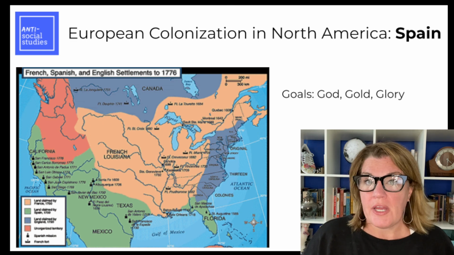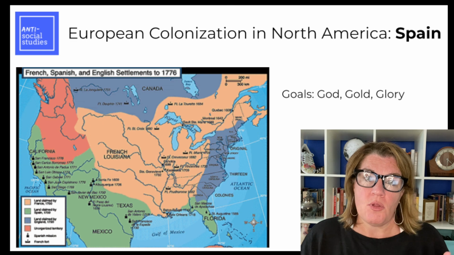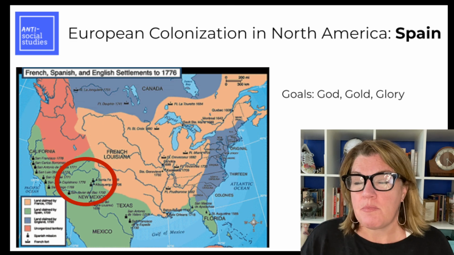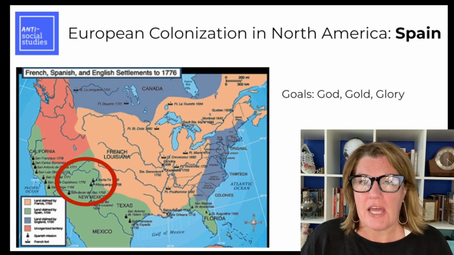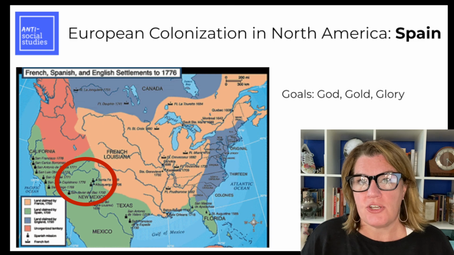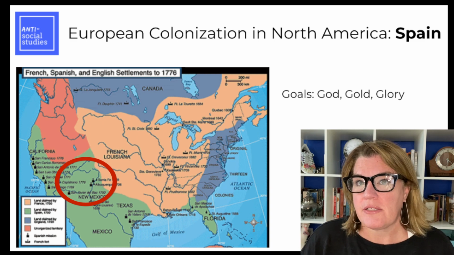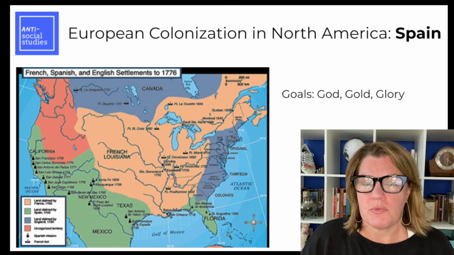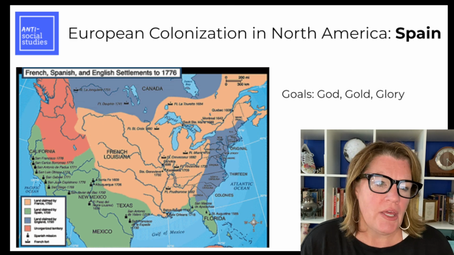There were periodic revolts by the native people when they fought back against the Spaniards. Probably the most well-known is the Pueblo Revolt in the American Southwest, where the native people were revolting against Spanish enforcement of Catholic practices. They didn't want to give up their own indigenous religion and their own indigenous culture.